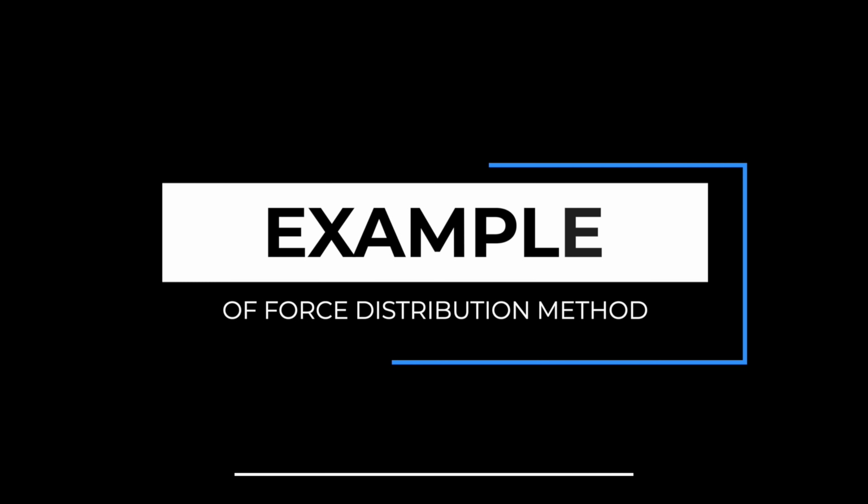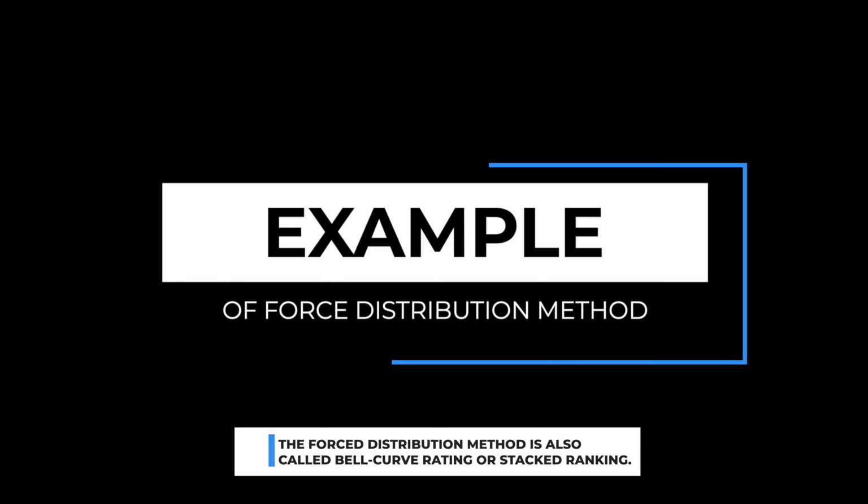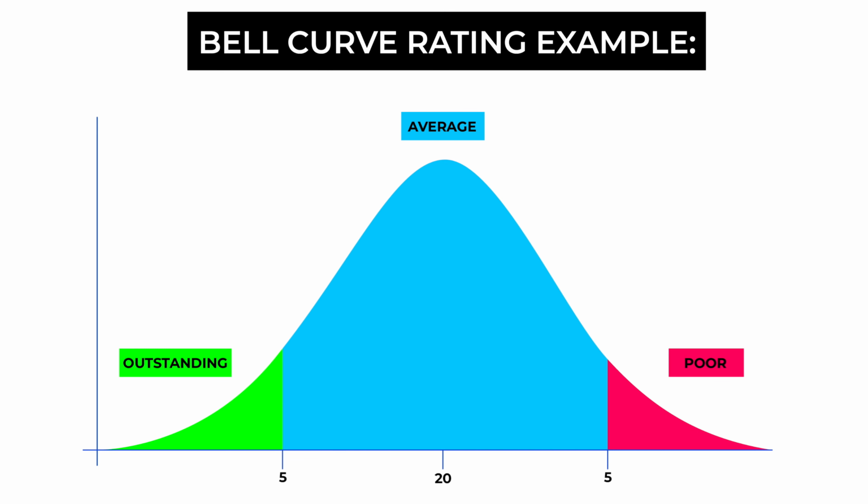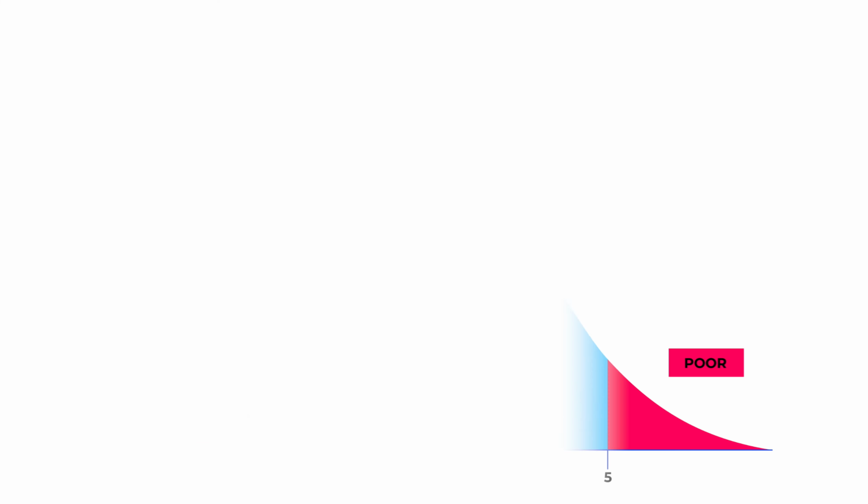Example of forced distribution method. The forced distribution method is also called bell curve rating or stacked ranking. For example, a manager of XYZ Corporation evaluating 30 employees can be instructed to put 5 employees each in the outstanding and the poor category, whereas 20 will fall in the range of average performers. In this manner, the ratee, manager, has forced the distribution of level of performance of each of the 30 employees into one of the 3 categories.